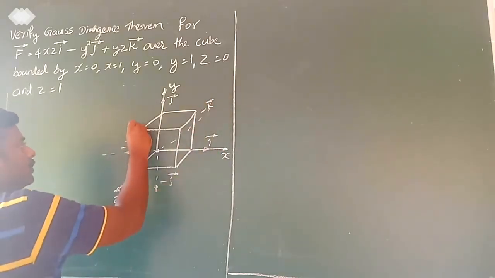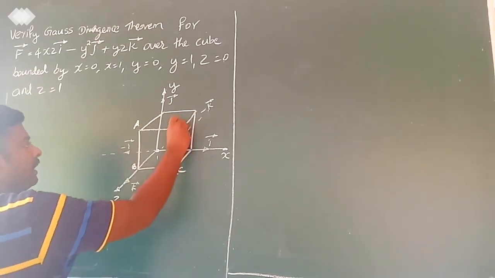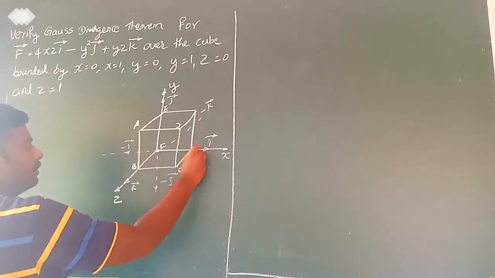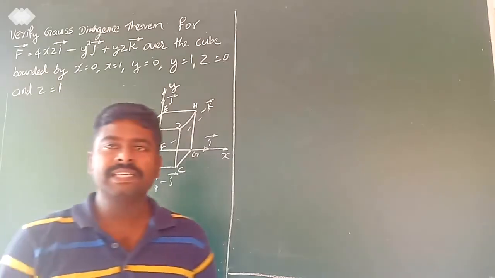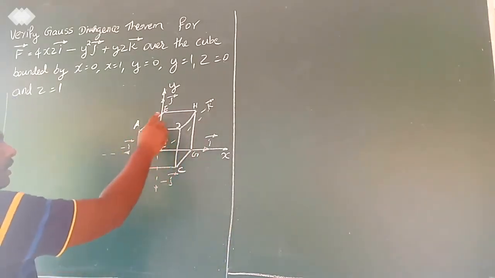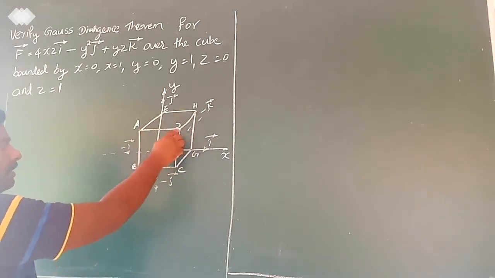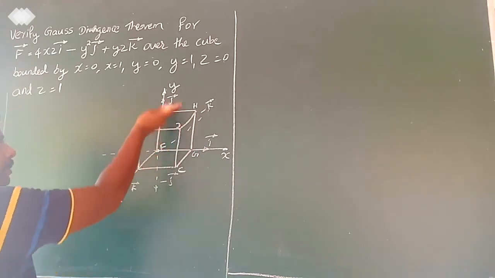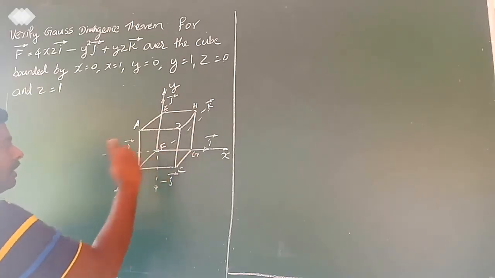So here, this one is face ABCD, and this one is EFGH. In the cube there are 6 faces. There is face ABCD, EFGH, and the right side face DCGH, and the left side face ABFE, and the upper face ADHE, and the lower face BCGF.